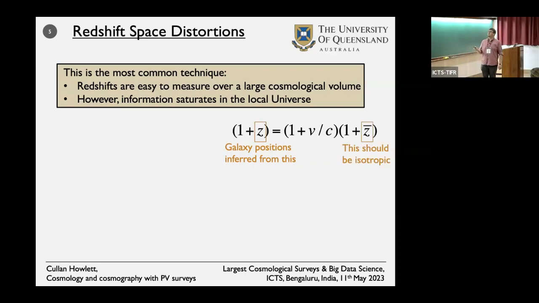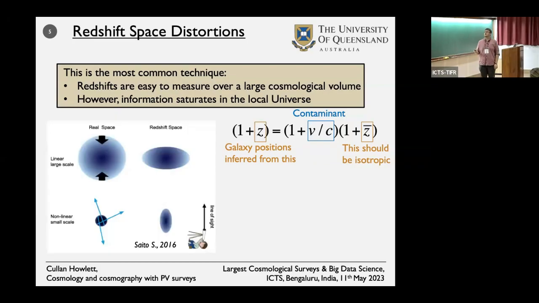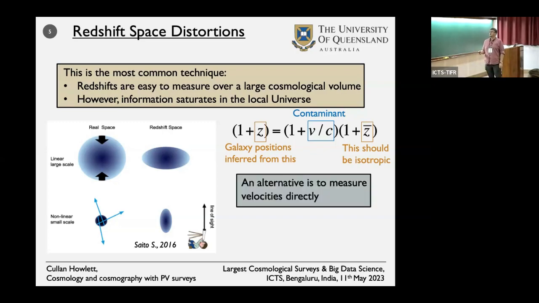We expect that the cosmological redshifts should be isotropic, but what we see is that the peculiar velocities effectively act as a contaminant in that and cause this distortion in the apparent relative locations of galaxies, which on large scales is this squashing when you go from real to redshift space, which is famously called the Kaiser effect. And on the nonlinear scales, the non-linear motions cause a smearing along the line of sight, which is equally famously called the fingers of God effect. But one alternative actually to measuring the impact of velocities is to actually try and measure these velocities directly.